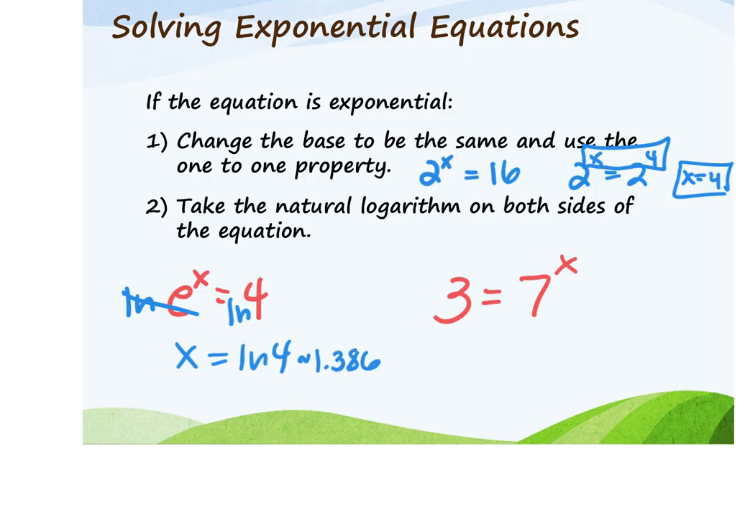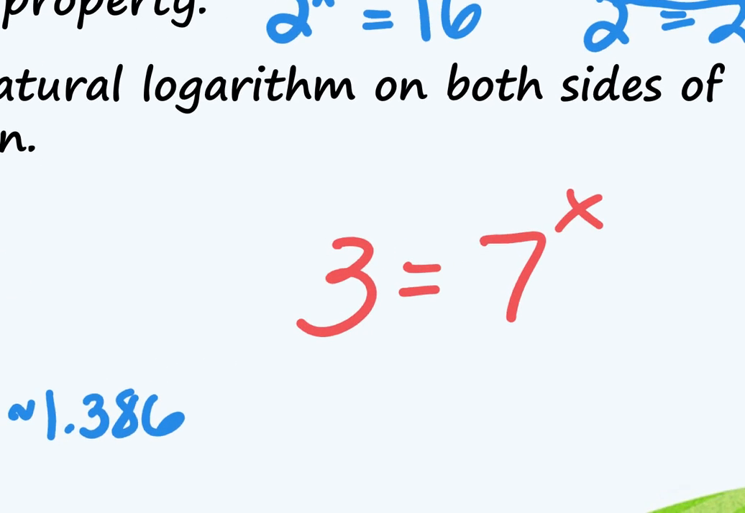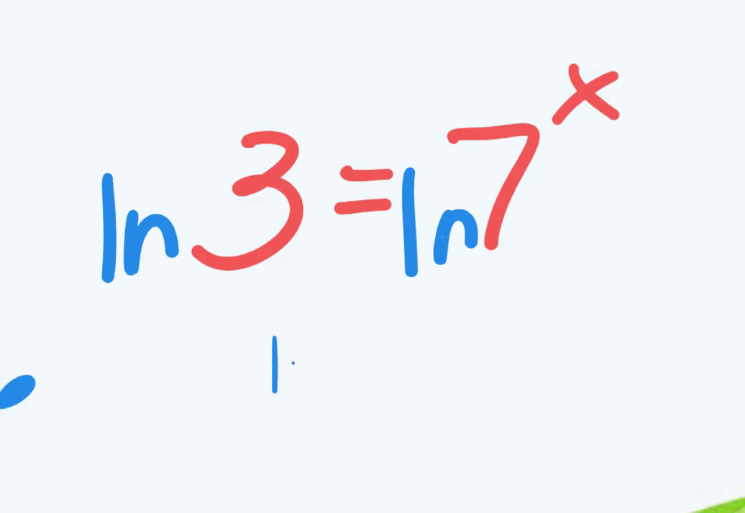On the right-hand side, again, we can't change them to be the same base. So we ln both sides of this equation. Now, you could log anything. You could log base 3 both sides of the equation. You could log base 7 both sides of the equation. But in our calculators, the ln is much easier to navigate than a log base 3 or a log base 7. So now I've got this statement: ln of 3 equals ln of 7 to the x.